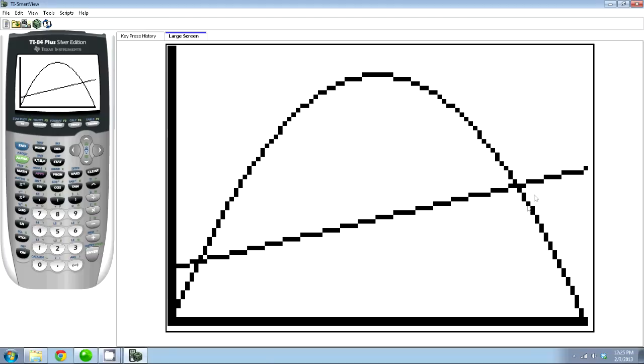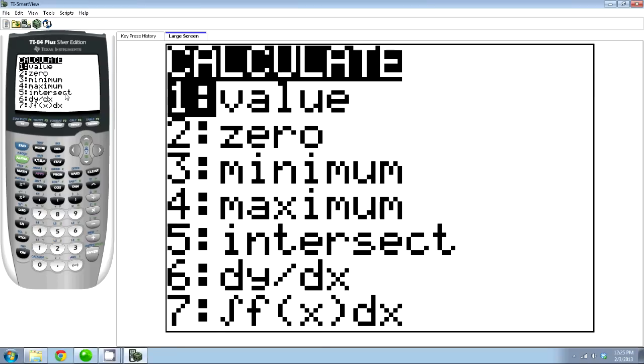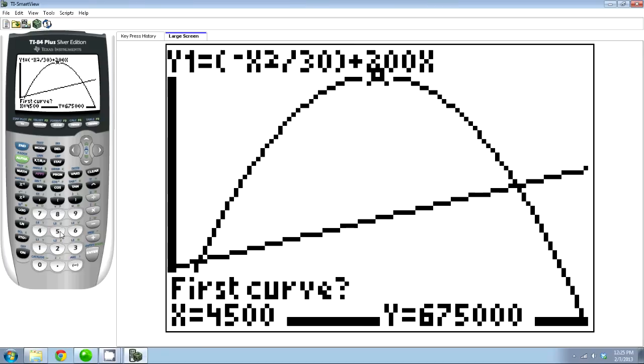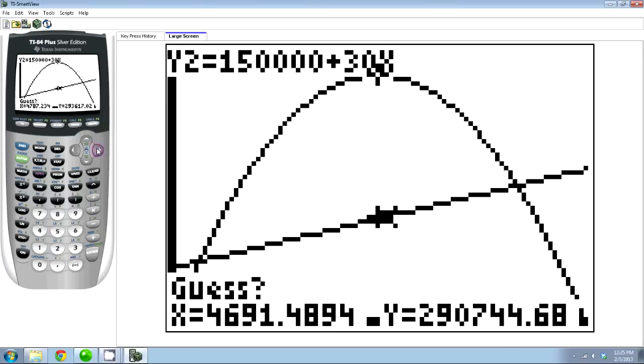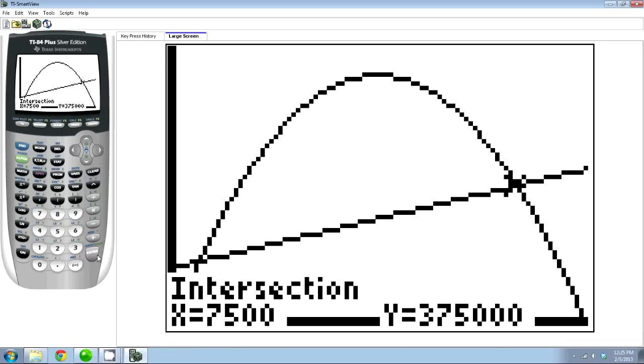All right, these two points where the graphs cross, those represent our break-even points, and to find them, we are going to use the calculate menu. You press second and trace, and then number 5, intersect. Press enter for first curve, enter for second curve, and then when it says guess, go closer to the point that you're interested in. So we'll start off with this right-hand one. Press enter, and you'll see it guesses, and it finds 7,500 and 375,000. So you jot that down. We'll mess with that in a little bit.